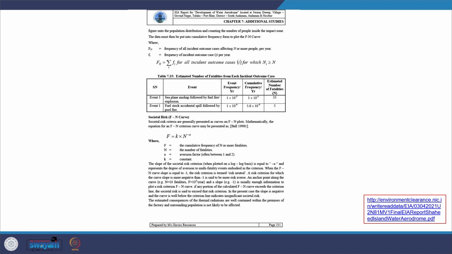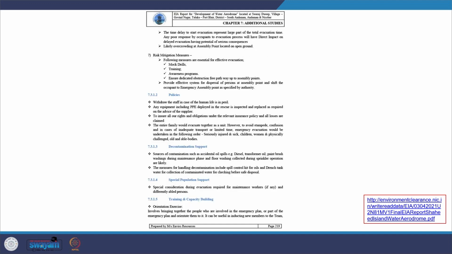So what's the possibility of frequency? What's the cumulative frequency and estimated number of fatalities which can happen? Aligned with that, what are the risk mitigation measures which they are taking? For that, they have mock drills, training, awareness program, and ensure a dedicated obstruction-free pathway at the assembly point. All that is taken as a mitigation measure.